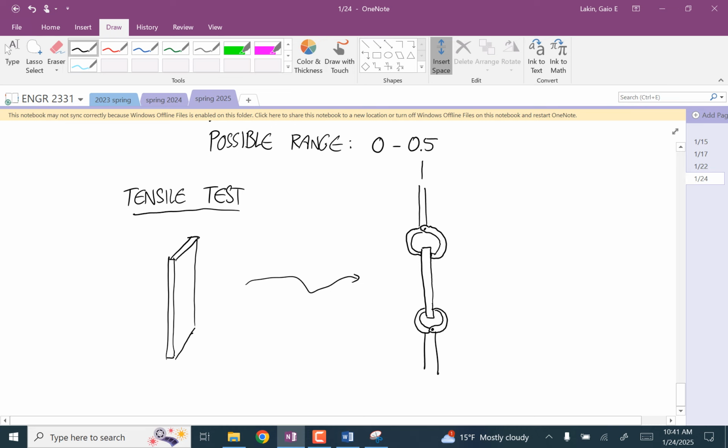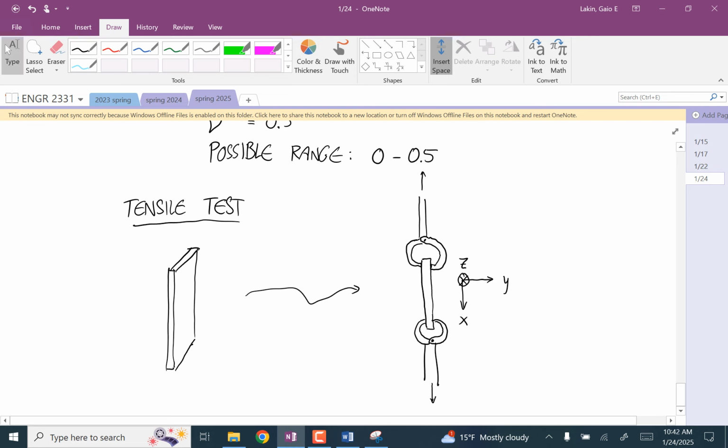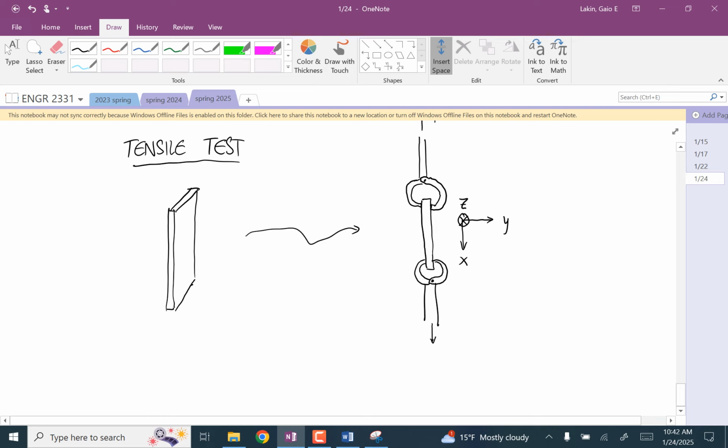And you stretch. And we're always going to use a coordinate system where the x-axis is lined up along the loading axis. The y-axis is like this, and the z-axis is perpendicular. So there's x, y, and z. And as you stretch this, you apply this tensile force F.